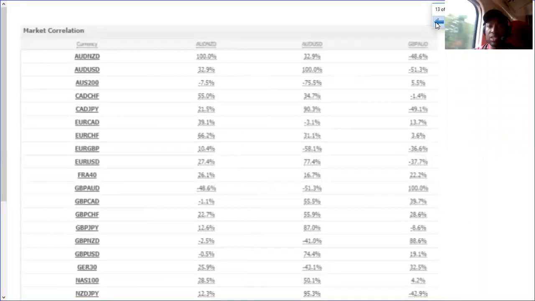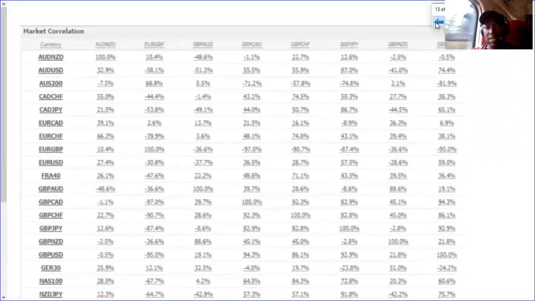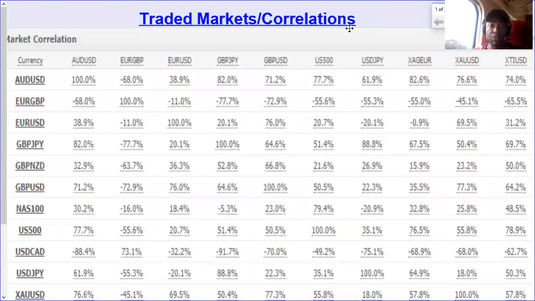And basically, what I'm sharing with you is the journey I had to go through to find the markets I really wanted to trade. Now, trading market correlation. If you see a negative, it means that if the Australian USD is going up, then the Euro GBP is going down. If you see a positive 20, it means that if this one is going up, that one is going up. But there's only a small positive correlation. Anything over 70% has got a really good positive correlation going for it.